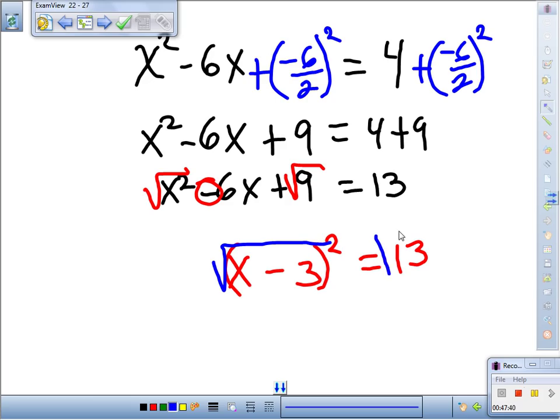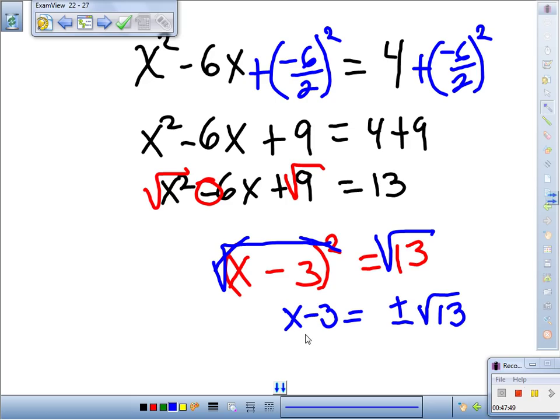Square root. We're left with x minus 3 equals, is this a perfect square? No, so we leave it as plus minus square root of 13. Am I going to ask to write the decimal form? No. For this final, to save time, we can leave it as such.